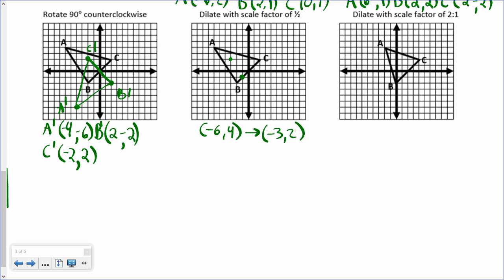And then C, hold on. Point C is 2, 2. So 1, 1. Divide everything by 2. We're not flipping it.